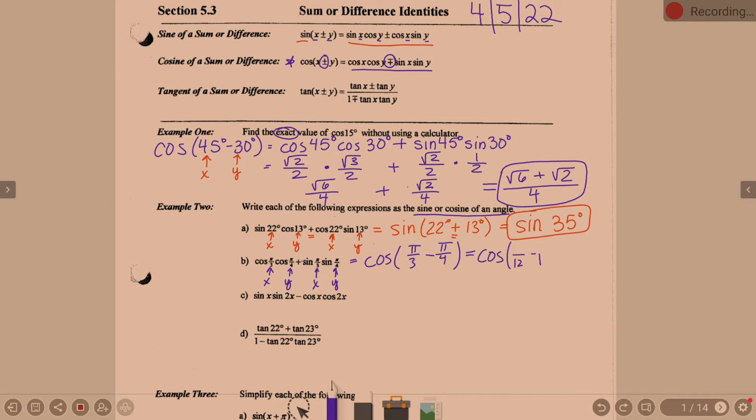They're both going to be 12ths. My brain says 3 times what is 12? 3 times 4. So pi times 4 is going to be 4 pi over 12, minus 4 times what is 12, and that's 3. So pi times 3 is 3 pi. What's 4 pi over 12 minus 3 pi over 12? And that's going to be 1 pi over 12. Or in other words, cosine of pi over 12.